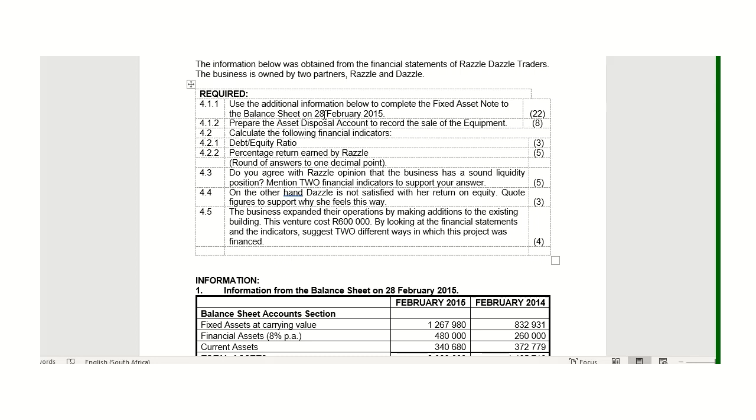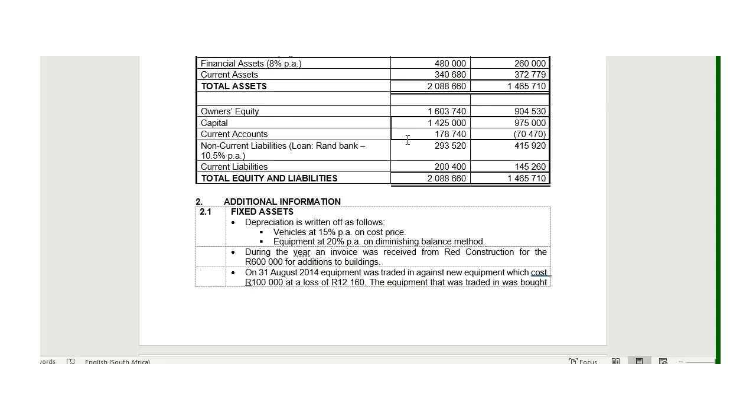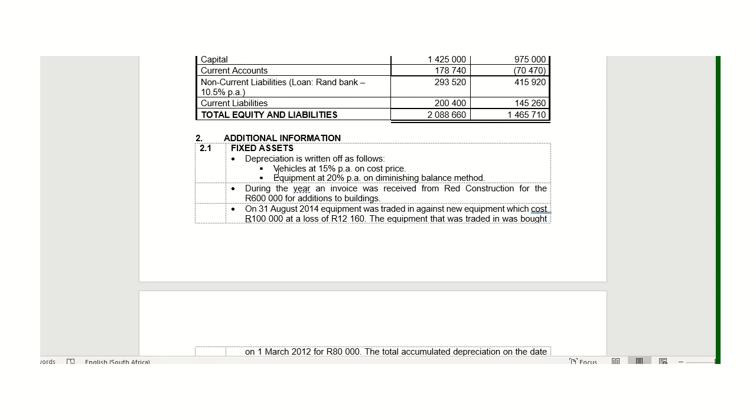Because we often need the information from the asset disposal account, I will first do the asset disposal account before I complete the note. As on the note, I need some of the information from the asset disposal account. So we need the information for the asset disposal. And there, the third bullet tells us on the 31st of August, equipment was traded in against new equipment. So the first important bit there is it was traded in.